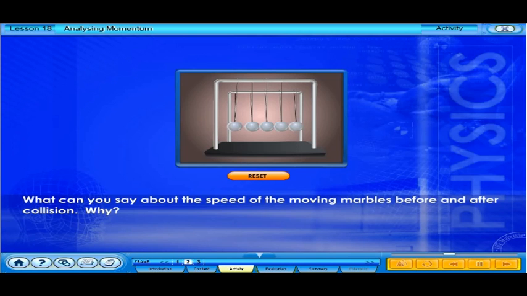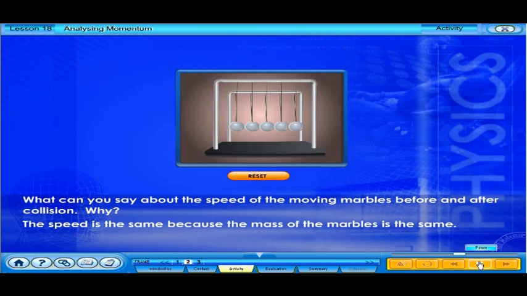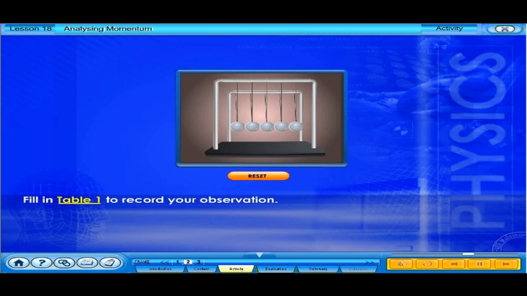What can you say about the speed of the moving marbles before and after collision, and why? The speed is the same because the mass of the marbles is the same. We can now fill in Table 1 to record your observation.